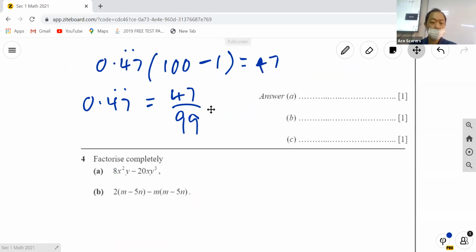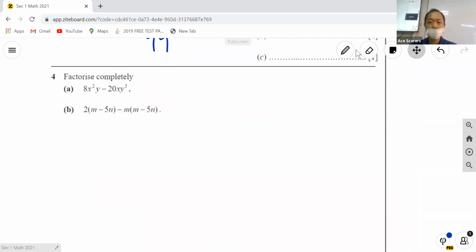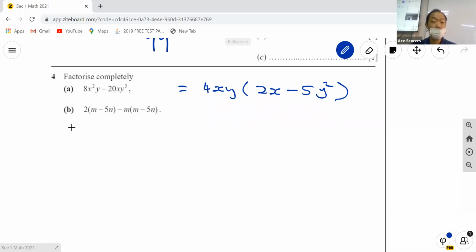Okay, moving on, next one. Question number 4. Factorize completely. To factorize this, this is actually the simple level 1 kind. So we take out the number. You see you have 8 and 20, and then there's x and y. So the common factor is actually 4 in terms of number, and the letters x and y. So take out 4xy. Eventually you'll be left with 2x, and the second part here, minus 5y squared. Okay, that's the first answer.